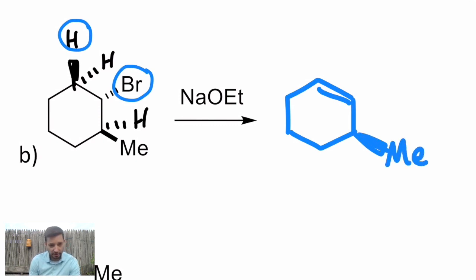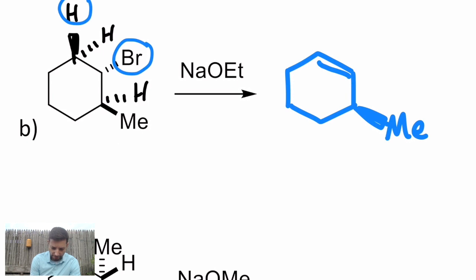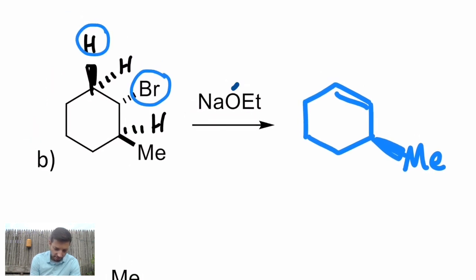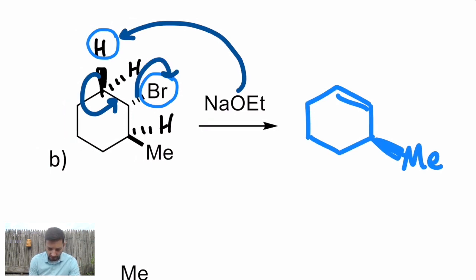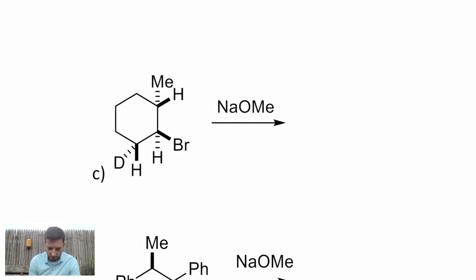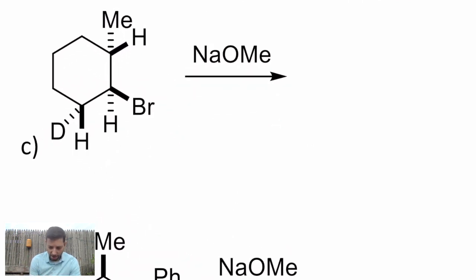If you want to draw your curved arrows, you certainly can. Draw an arrow from the ethoxide to the H. The CH bond breaks to become a carbon-carbon pi bond, and the carbon-bromine bond shows it leaving. How about C? Again, we have another small base. We have a very crowded molecule here. All the beta positions have been drawn in.